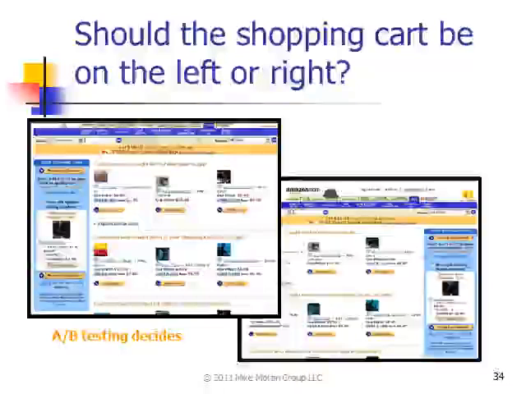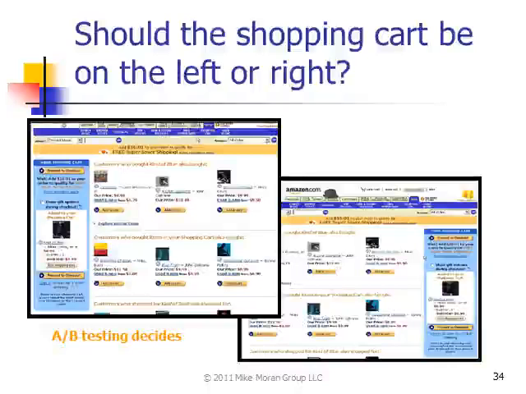And how does the customer decide something like that? Well, they did an A-B test. The one on the left is A, the one on the right is B. So they ran the shopping cart on the left for a week, then they ran it on the right for a week. Lo and behold, 1% higher sales with the shopping cart on the right. That's where it goes.